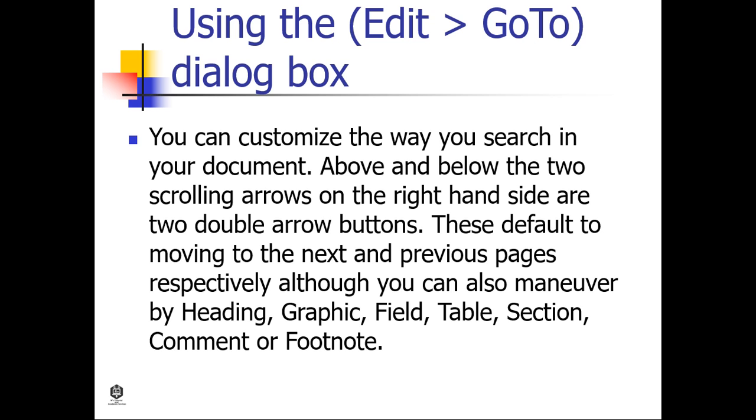How about choosing the Edit then Go to dialog box? You can customize the way you search in your document. Above and below the two scrolling arrows on the right-hand side are two double arrow buttons. These default to moving to the next and previous pages respectively, although you can also maneuver by heading, graphic, field, table, section, comment, or footnote.